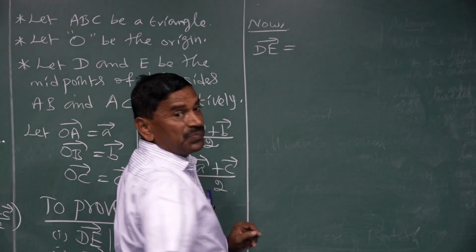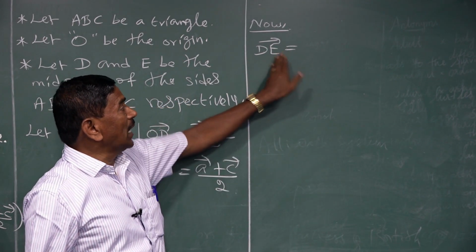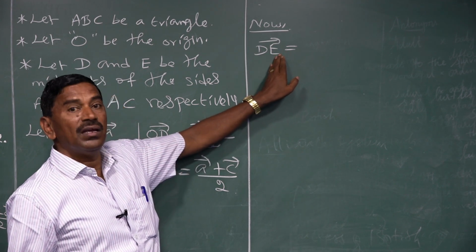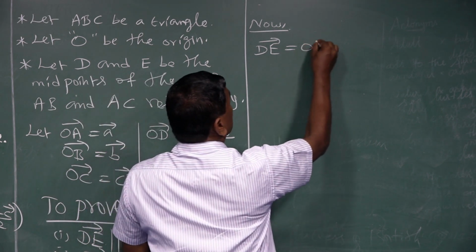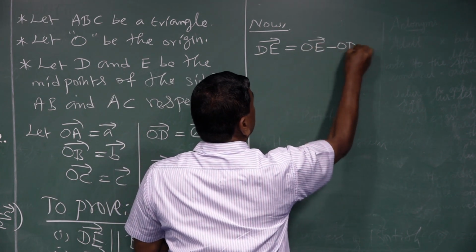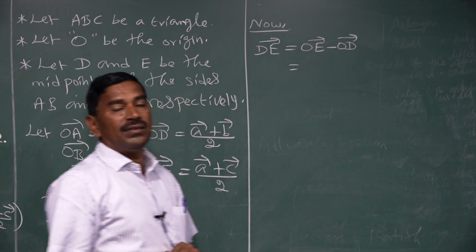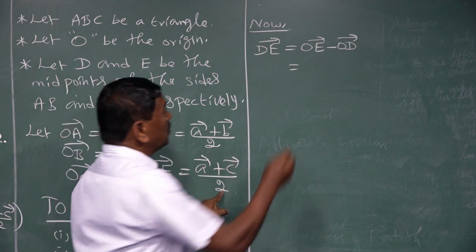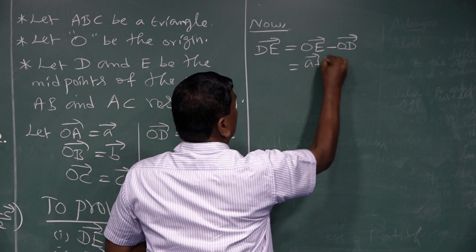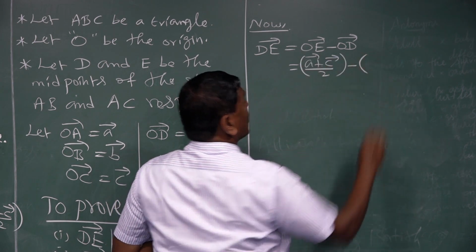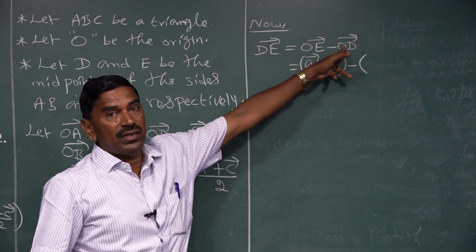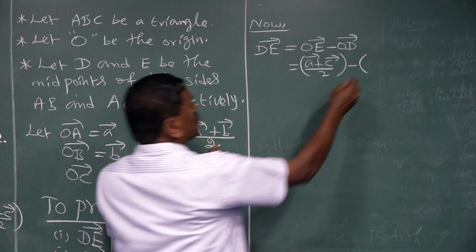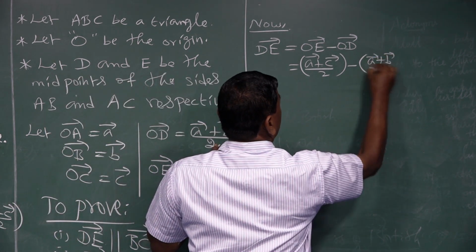DE vector is equal to second minus first. Can you tell me what is second minus first? Yes, OE vector minus OD vector. Okay, which is equal to? OE vector is equal to (A vector plus C vector) by 2 minus OD vector. What is OD vector? OD vector is equal to (A vector plus B vector) by 2. So minus (A vector plus B vector) by 2.